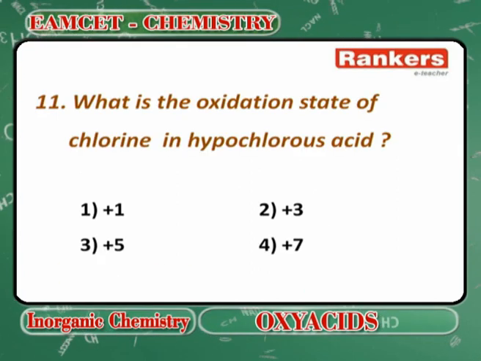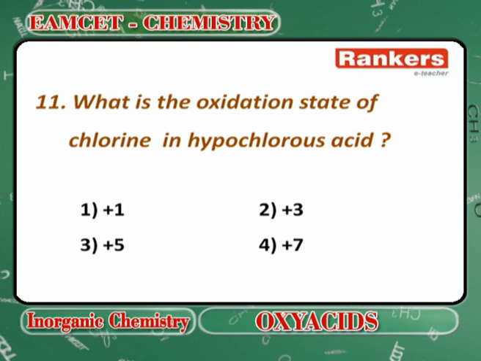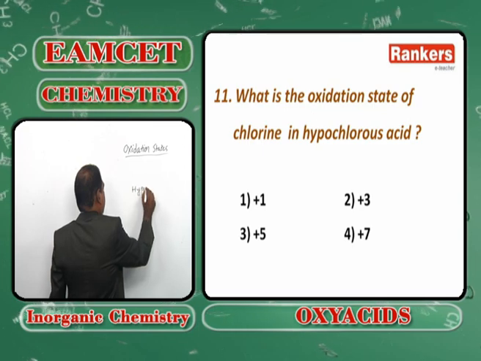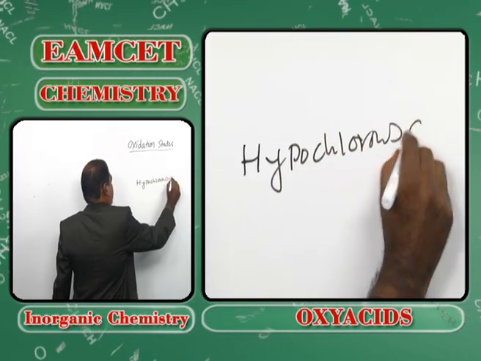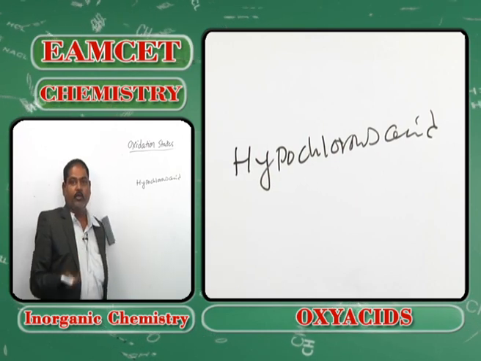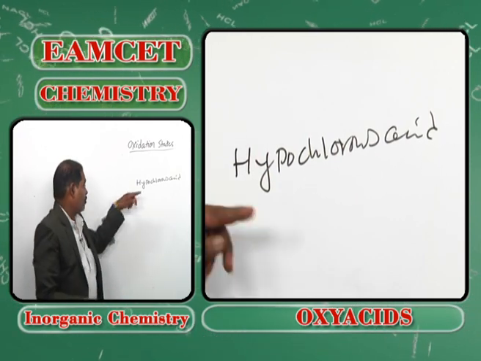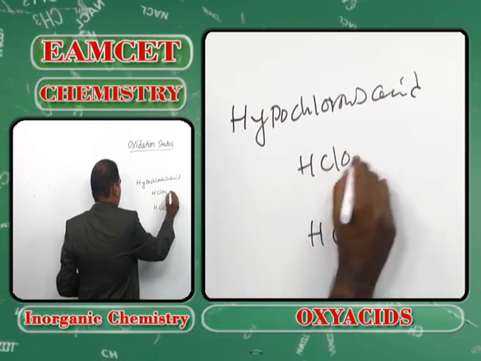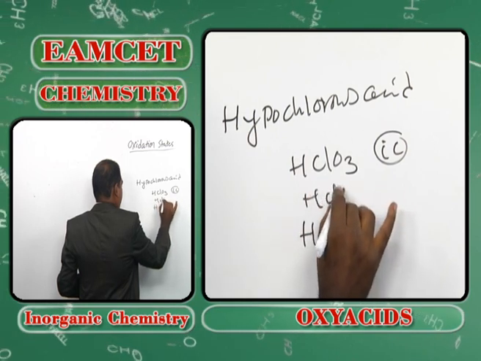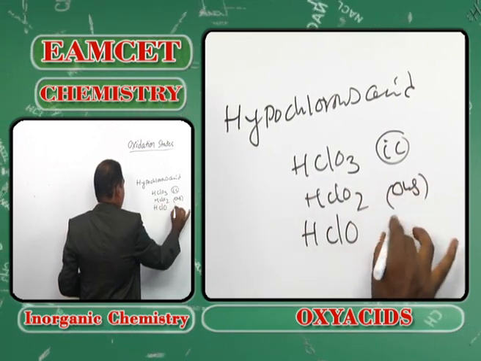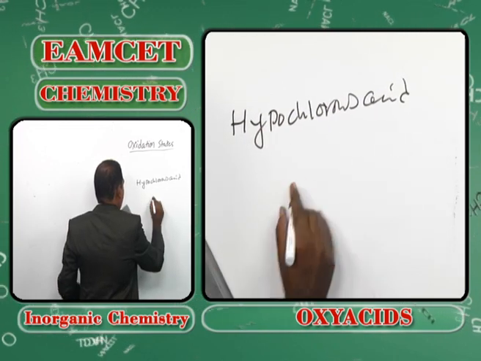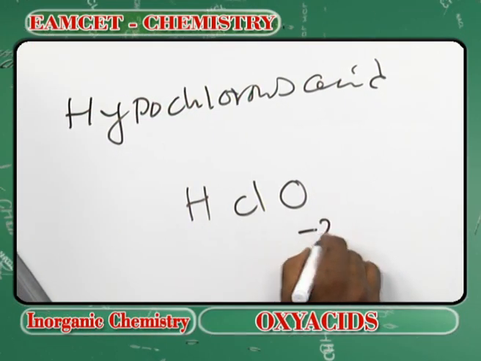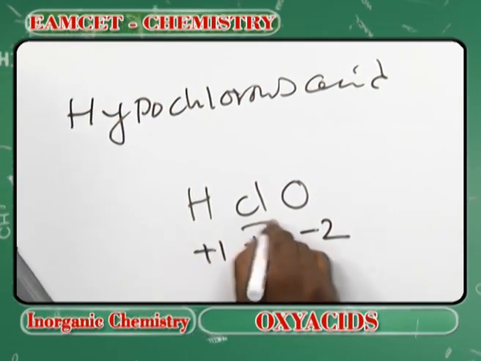What is the oxidation number of chlorine in hypochlorous acid? Why did I teach the names yesterday? Because if you know the formula of hypochlorous acid, you can find the answer. Hypochlorous acid is HClO. You remember that? HClO3 is chloric, ic. HClO2 is chlorus, us. Hypochlorous is HClO. So how do you get the oxidation state? Very simple. Oxygen is -2, hydrogen is +1, therefore chlorine can only be +1.